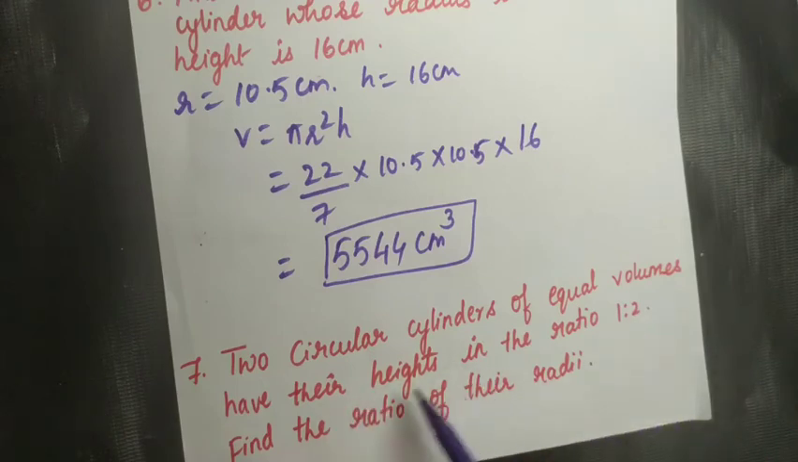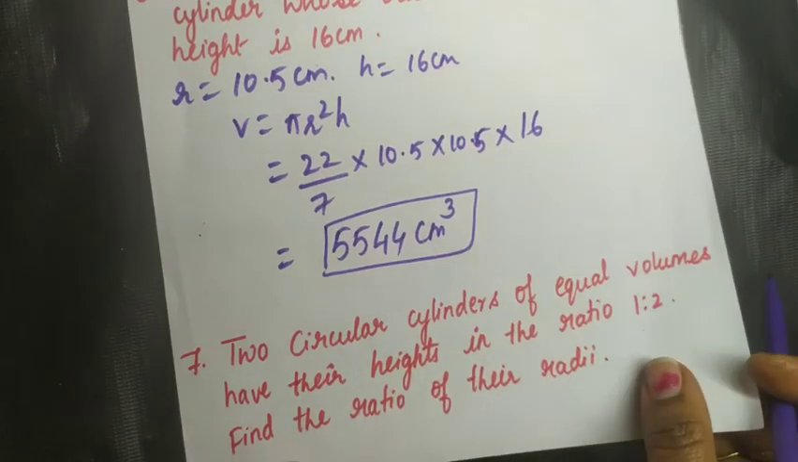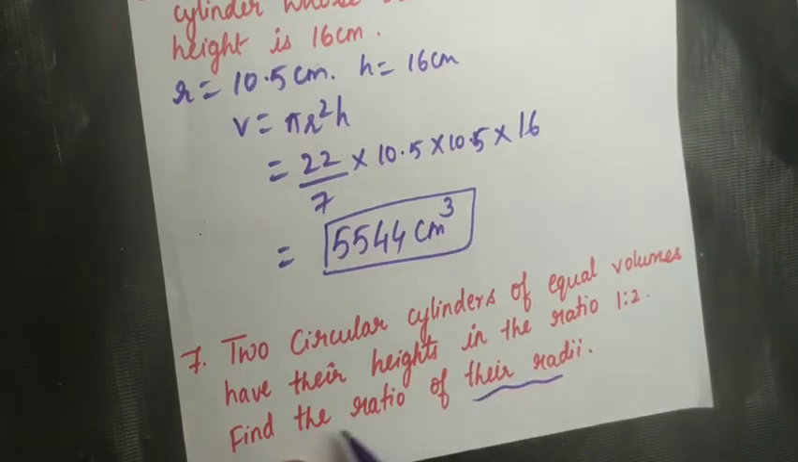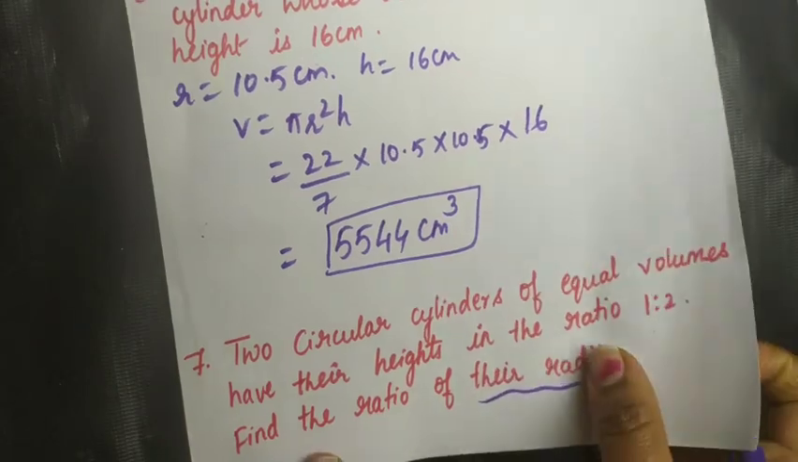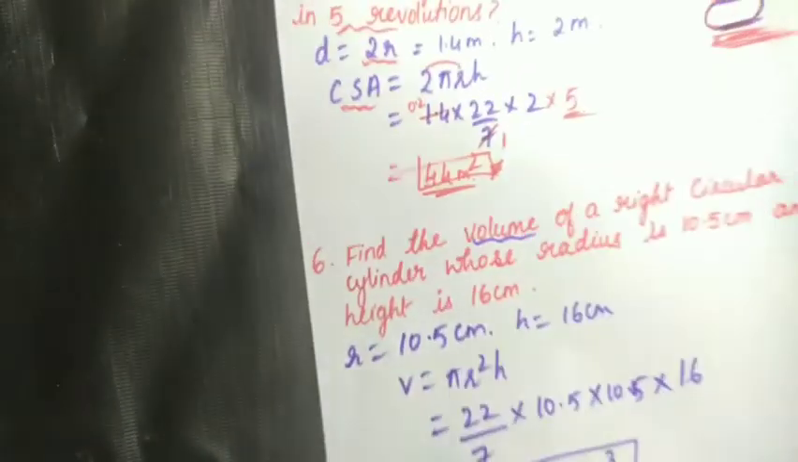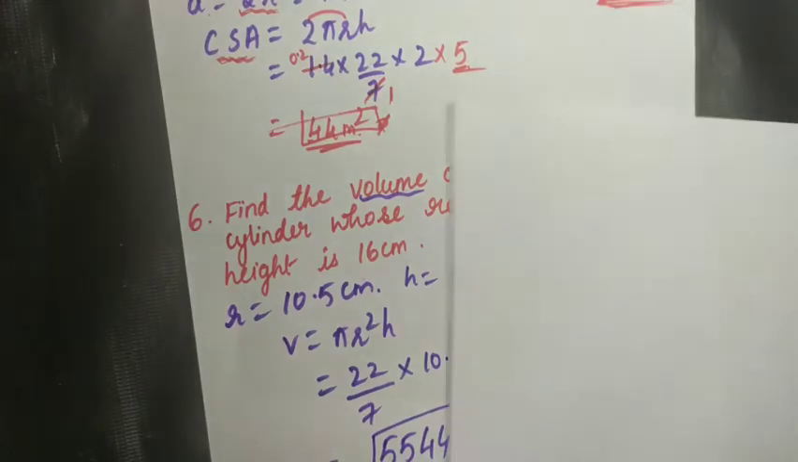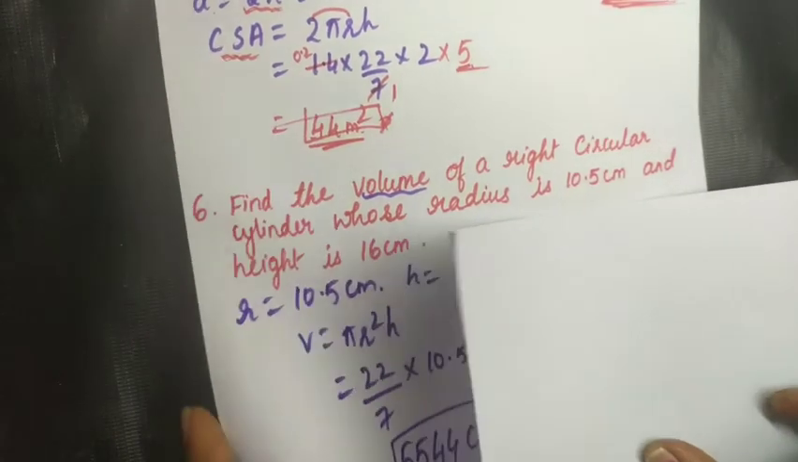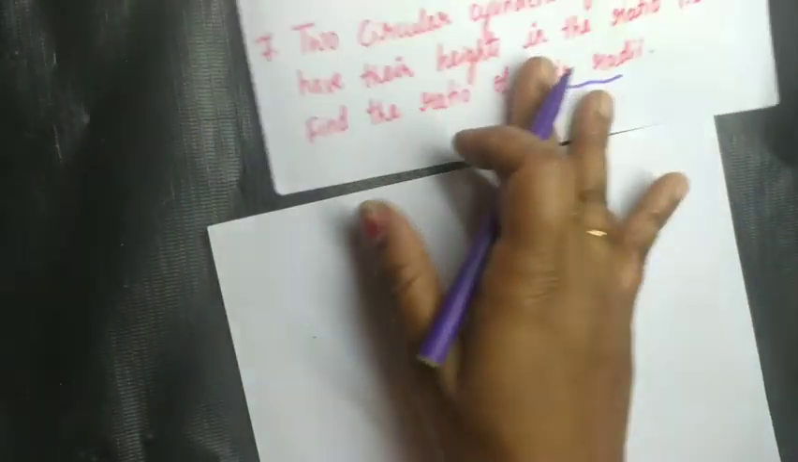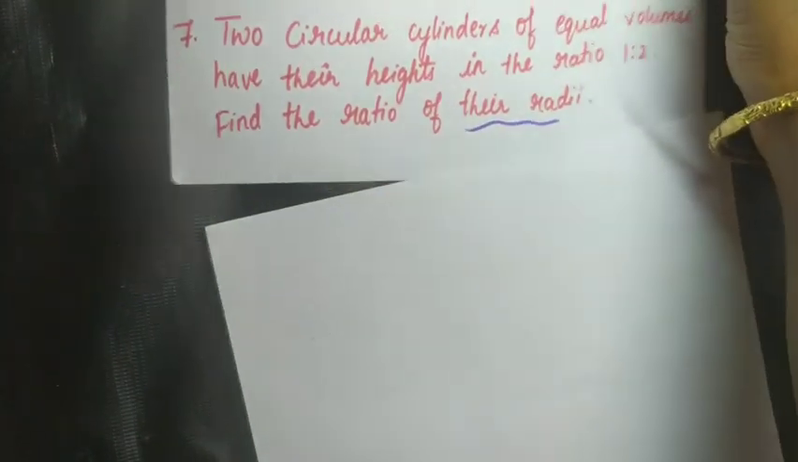Okay, so the heights are given in the ratio 1:2, and we need to find the ratio of their radii. This type of problem we have done already. So we are supposed to calculate the ratio of the radii. I'll show the problem here too: two circular cylinders of equal volume.